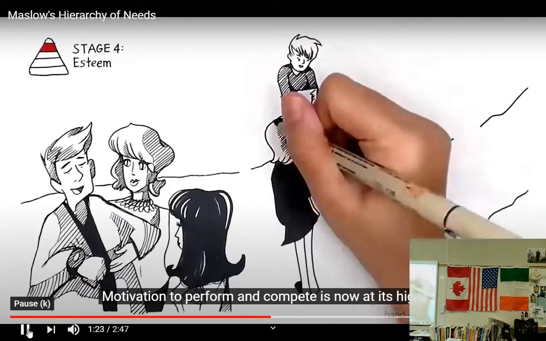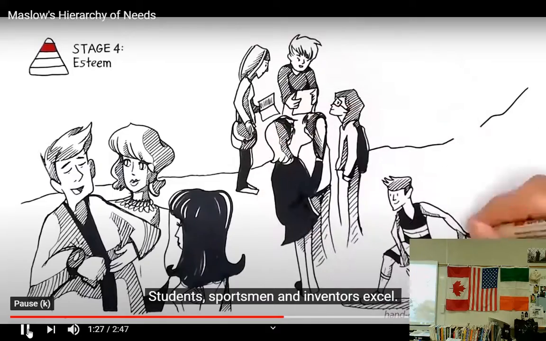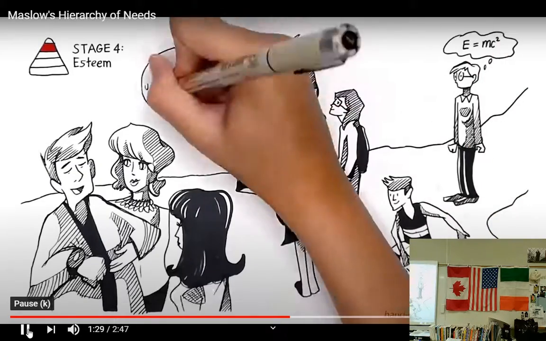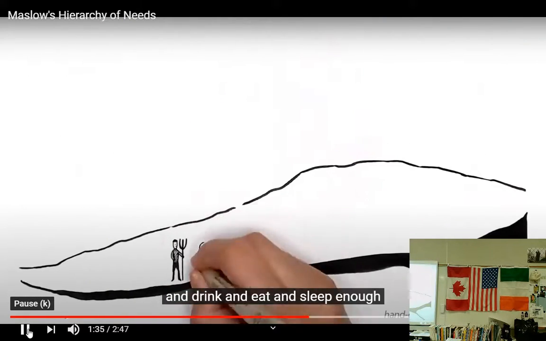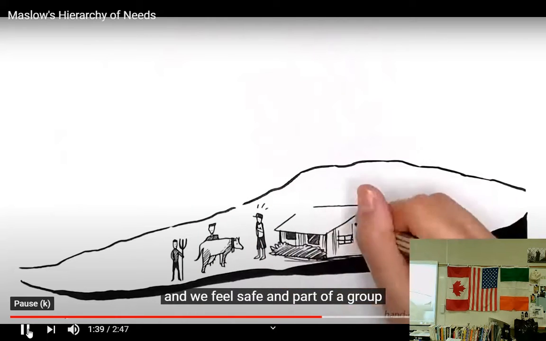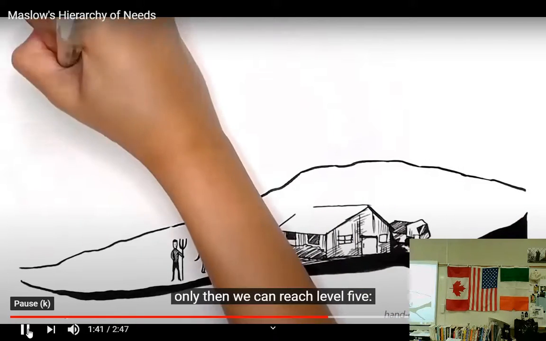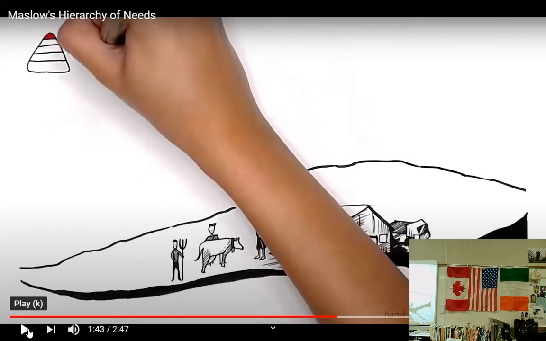Motivation to perform and compete is now at its highest. Students, sportsmen, and inventors excel. Neil Armstrong even flew to the moon. Only if we breathe and drink and eat and sleep enough, and we feel safe and part of a group and still special, only then can we reach level 5.